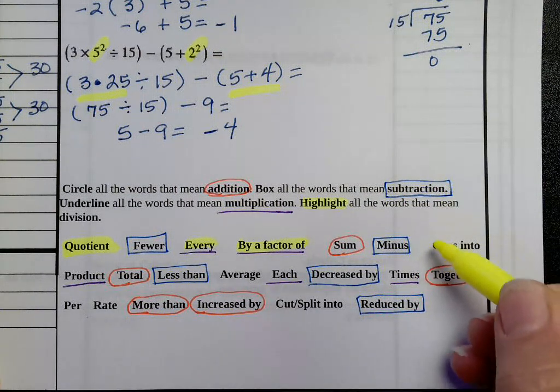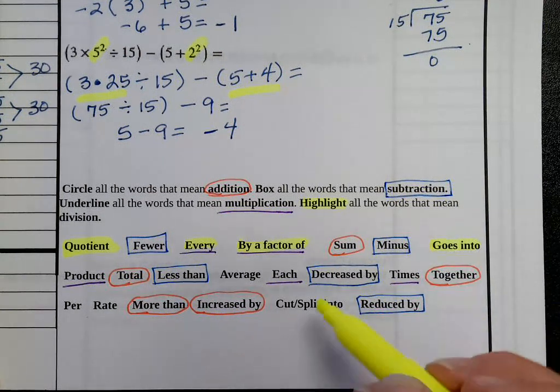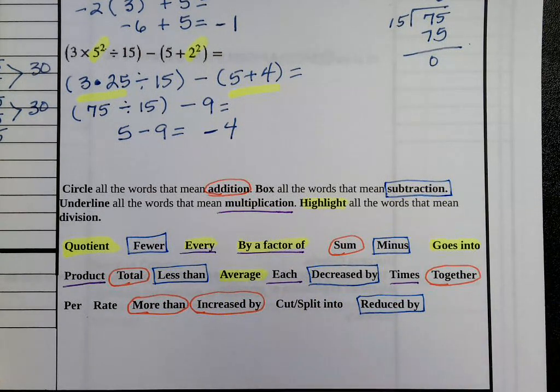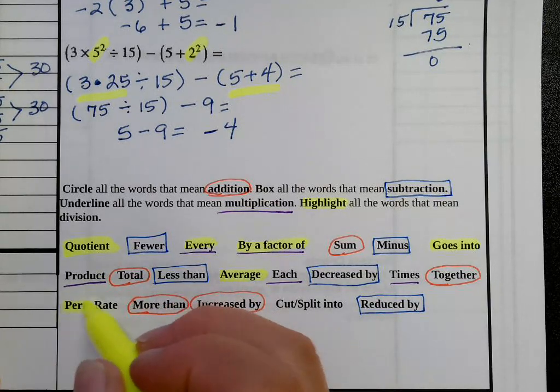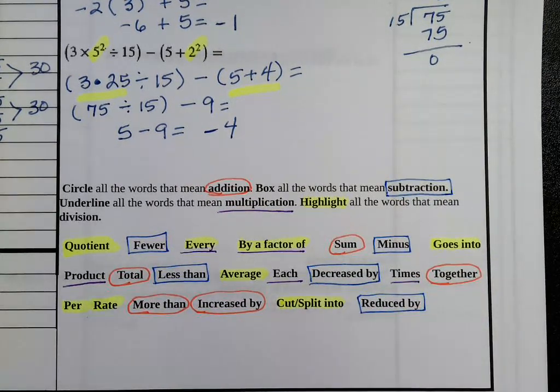Goes into, 10 goes into 20 2 times. Average means we've taken the total and we divide by the number of data points. Per and rate are division. Cut or split into are division. So as we're looking at this, different words can mean different things. The important part is that we read the problem and understand the context.